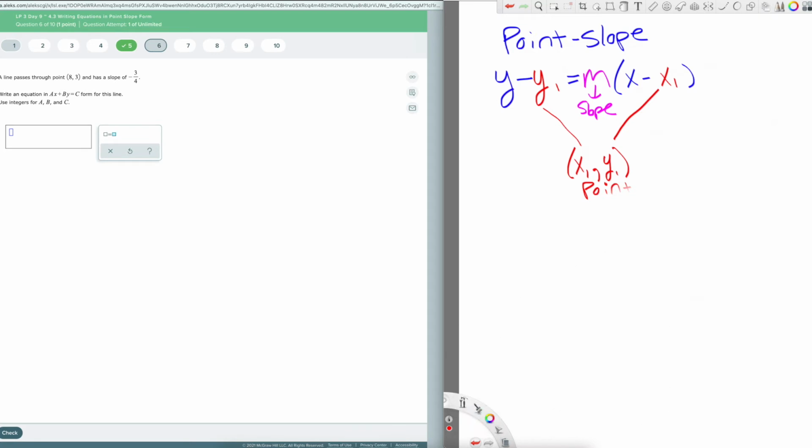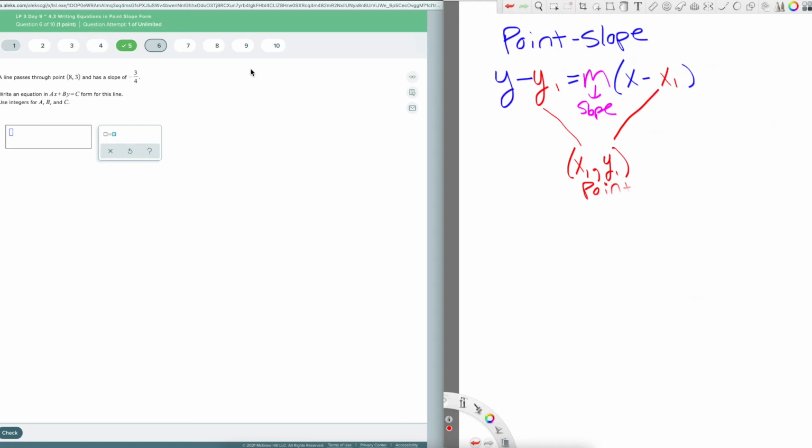Okay, so it says a line passing through point (8, 3) and has a slope of -3/4. Write an equation in ax plus by equals c form for this line. So remember, this is standard form. Now they're giving us a point and a slope, but they're asking us to put it in a different type of form. Well, we still put it into point slope, and then we're going to manipulate it a little bit to get it where we want it.